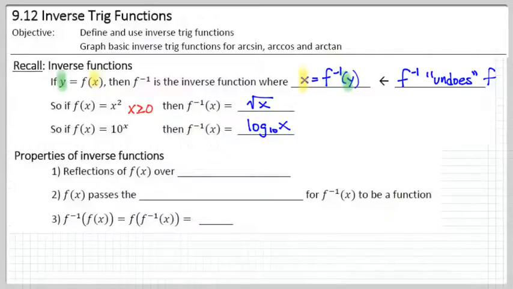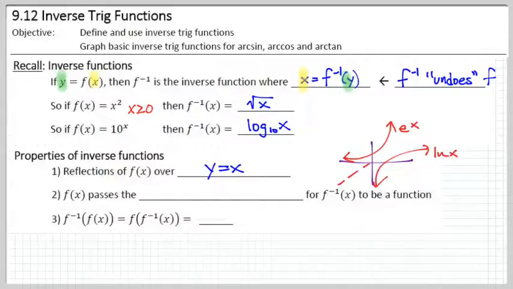Now, they have nice properties, the inverses. From a graphical perspective, the inverse is a reflection of the function over the y is equal to x line. So if I have this exponential function here, and if I reflected it over the y is equal to x line, I get the inverse. And in this case, the inverse function is the natural log of x.